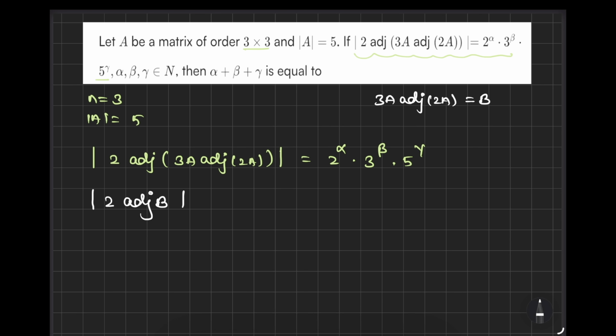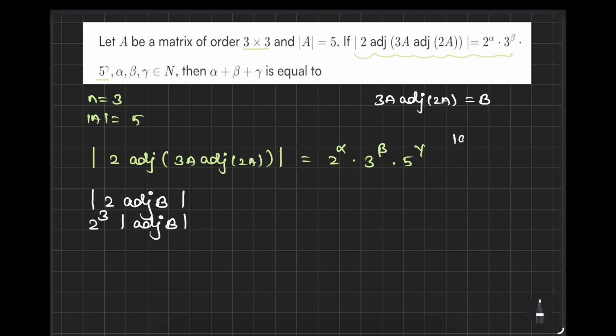Correct. Now you know that determinant, first look at this, you have 2 and 2 is being multiplied with a matrix. Adjoint of B is a matrix now. So if you multiply a number with a matrix, you will be multiplying it with all the elements. Now you are taking determinant, means you have to take 2 common from every row. Okay, so you know that there are 3 rows because it is a 3 cross 3 matrix. So you will take 2 common from those 3 rows and we are left with determinant of adjoint B.